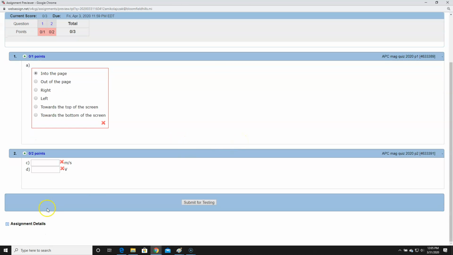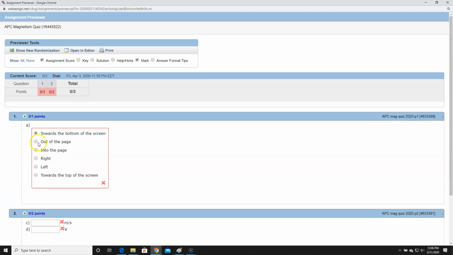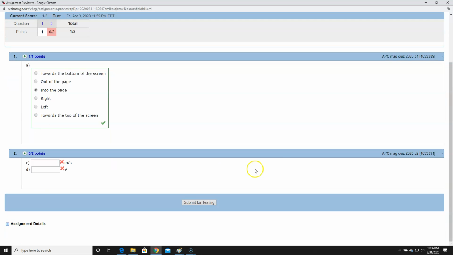Well, that's fun. Let's try that again. Now, come on, into the page. And, alright, success. So that was just a coding issue with creating this question.